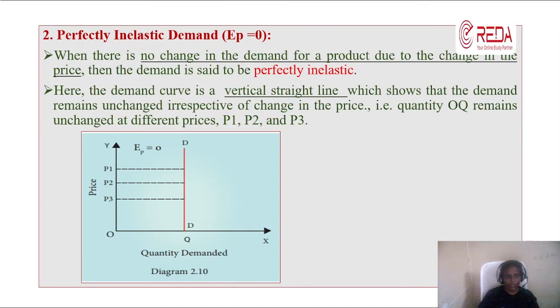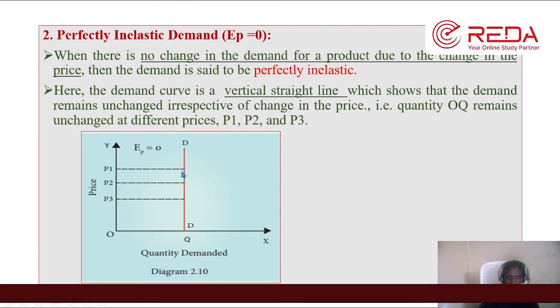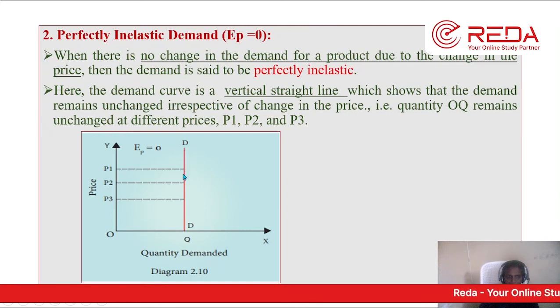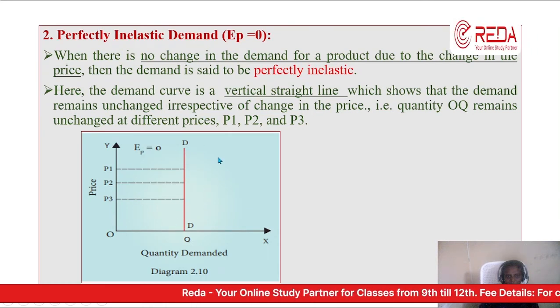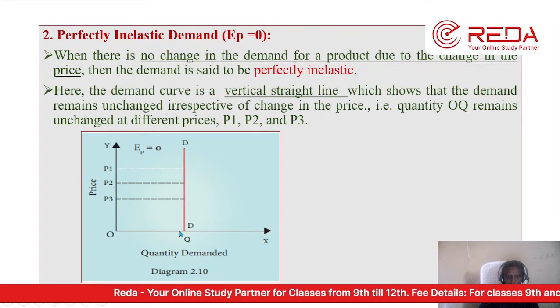Here, though the price decreases from P1 level to P2 and P2 level to P3, there will not be any change in the quantity demanded by the consumer. So at that time, the demand curve remains constant. If you draw the demand curve DD, it will be a vertical straight line, which shows that the demand remains unchanged.